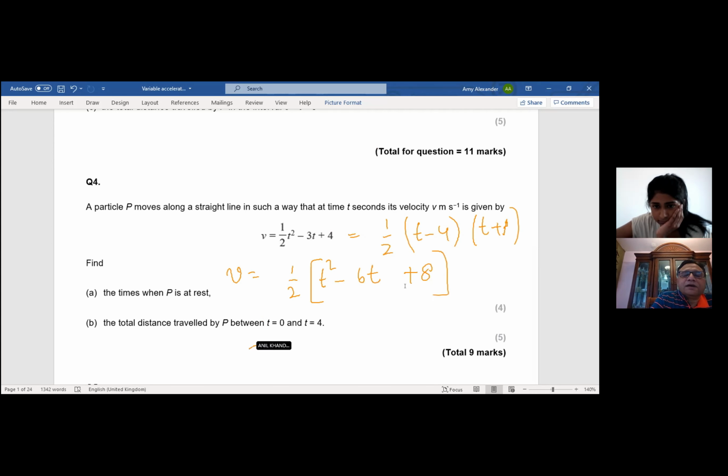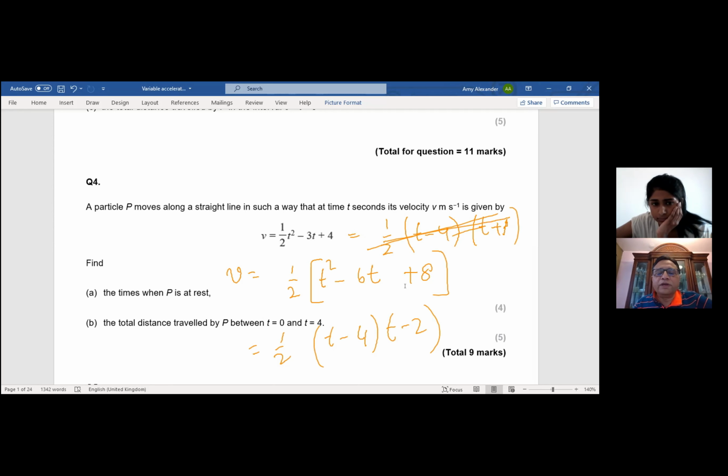So now we get half of, 8 is 4 times 2, right? And both negative, t minus 4 times t minus 2. Is that clear to you? So that is your factored form, right? Let us go in steps. Otherwise, if we jump to the answer, you might make a mistake.